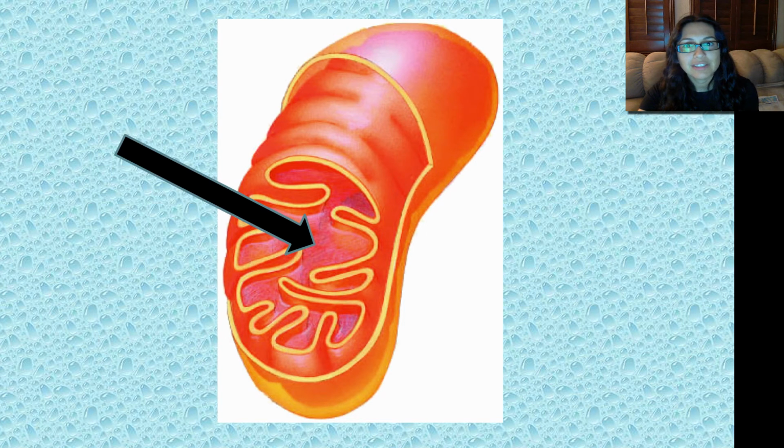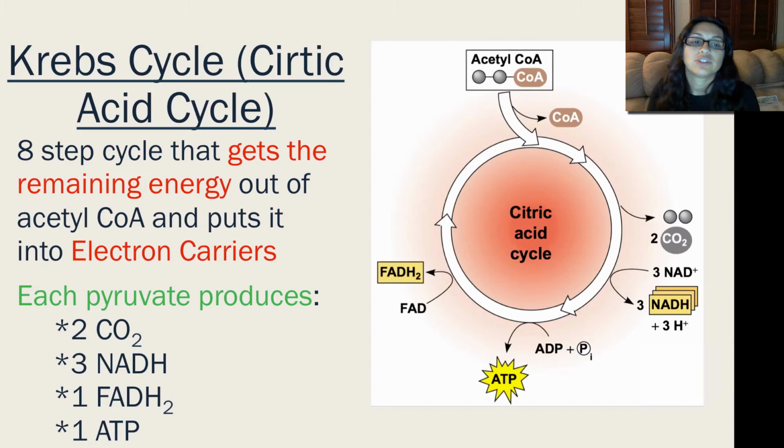All right, the next step is going to be the citric acid cycle, also known as the Krebs cycle. A lot of these have double names. So citric acid cycle or Krebs cycle means the exact same thing. If we look at the citric acid cycle, this is going to be 8 steps. Over a series of 8 steps, we're going to take that acetyl-CoA and get the remaining energy out of it.